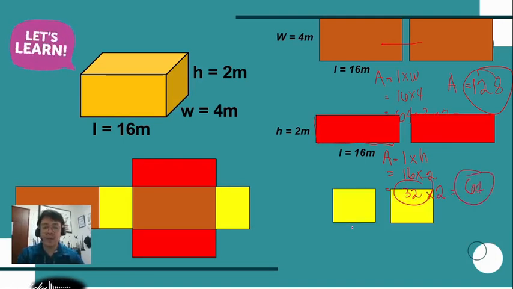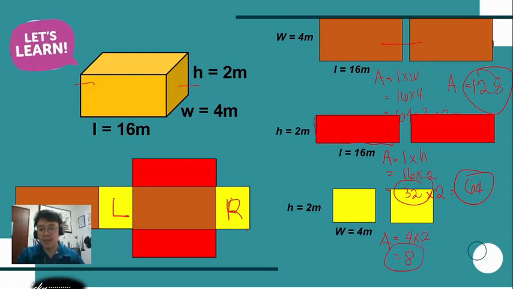Okay, how about this one? So the right and then the left. Okay, this will be the right, this will be the left. So as you can see, the width is 4, then the height is 2. So to get the area, you can say that 4 times 2 is equal to 8. So since they are two faces, we will be multiplying it by 2, so we will get 16.